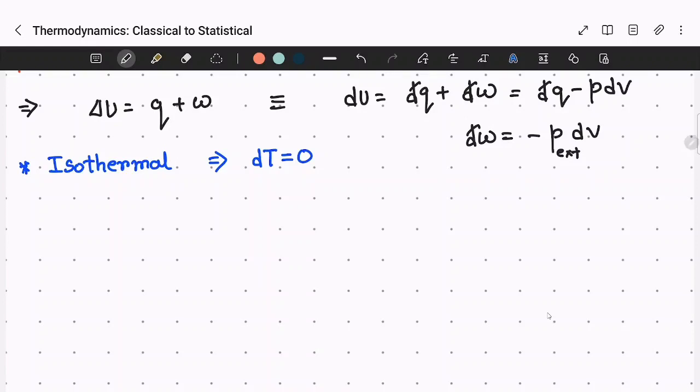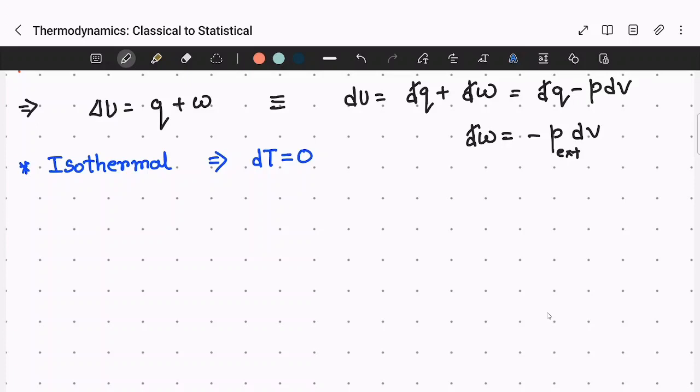Now for an isothermal process dT is 0. What does it mean? It means that if dT is 0, then there will be no change in internal energy, U. Because what does temperature mean? We have to first understand. Temperature is actually the average kinetic energy of the gas molecules. In kinetic theory of gas, we have probably studied that average kinetic energy is related to the temperature. That is the true definition of temperature. So essentially, it's related to the internal energy.